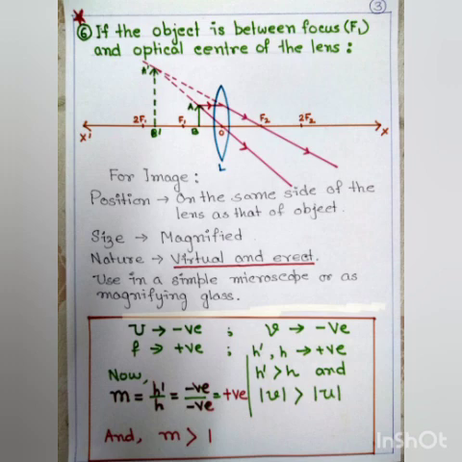Therefore, we can conclude, where will be the position of the image? The image will be on the same side of the lens as that of the object, and the image will be magnified, and the nature will be virtual and erect. And this situation is used in a simple microscope or as a magnifying glass. Clear? Now let us discuss the magnification for this situation.